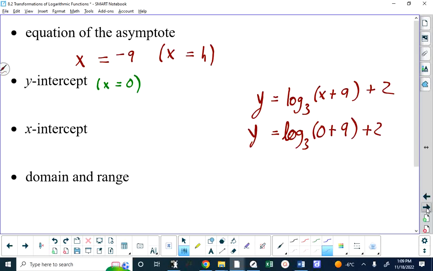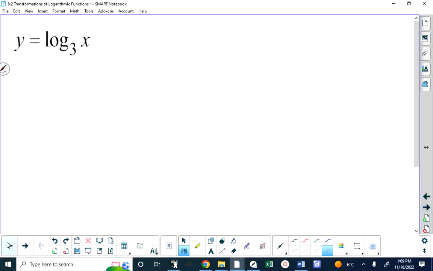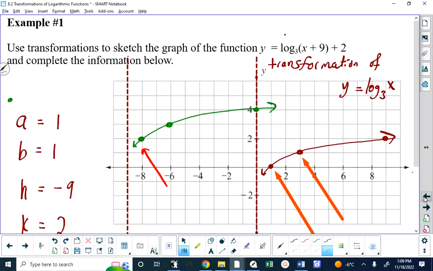0 plus 9 is 9, so I get y equals log base 3 of 9 plus 2. Well, log base 3 of 9 is 2, because log base 3 of 9 is the exponent to which you raise 3 to get 9. That's 2. 2 plus 2 is 4. Well, that's what it was.